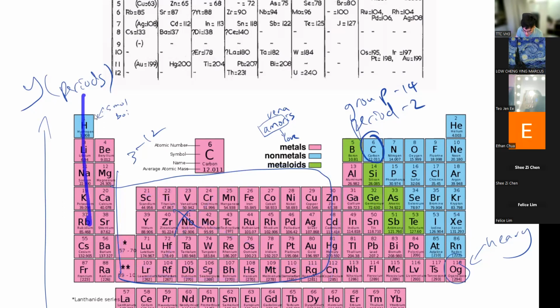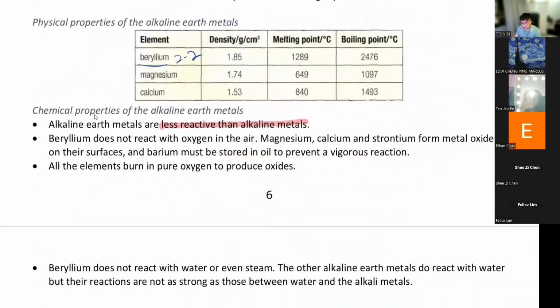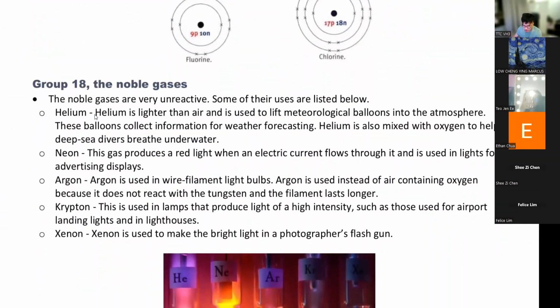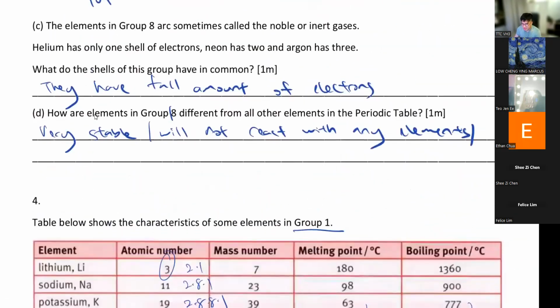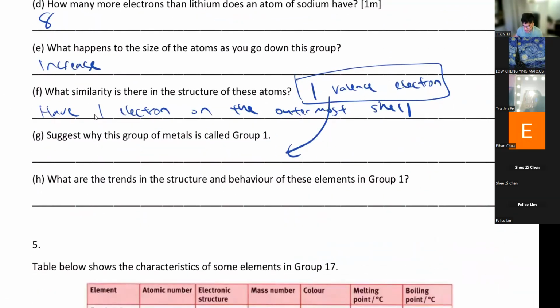That's why we go from 1 to 2 to 13, 14, 15, 16, 17, 18. We usually ignore group 3 to group 12. So we straight away go from group 1, which has 1 valence electron, group 2, 2 valence electrons, group 13, 3 valence electrons, 4 valence electrons, 5, 6, 7, 8. So we just skip 3 to 12. Don't ask me why, because the group 3 to 12 ones are very confusing, so we don't learn them. Okay, unless you go to A levels next time.